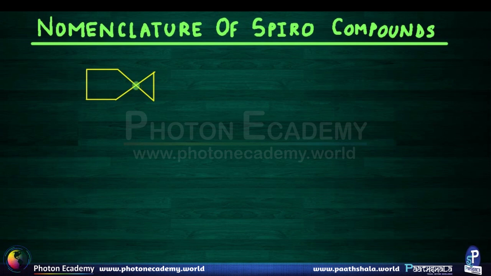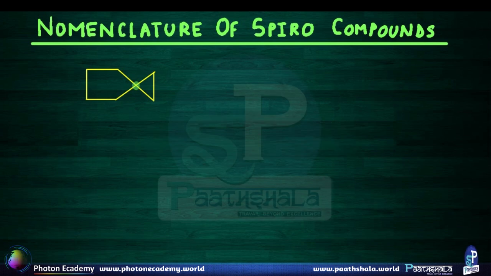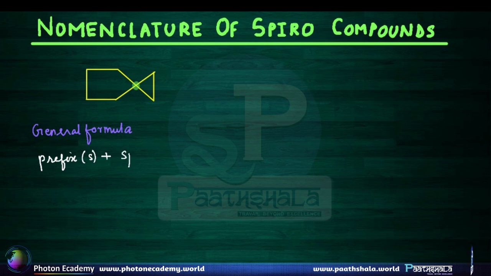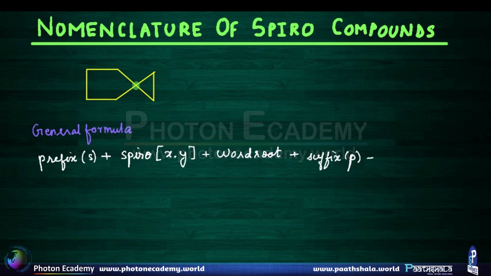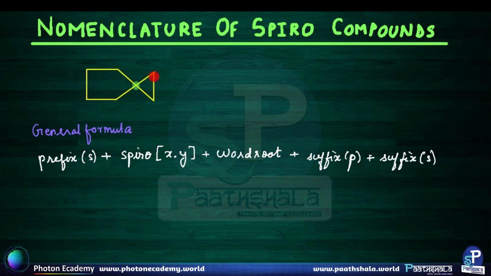So, let's see the general formula for naming Spiro compounds. The general formula is prefix or prefixes plus Spiro x dot y, then word root, then your suffix, primary. So, let's solve this example and see exactly how this general formula works.